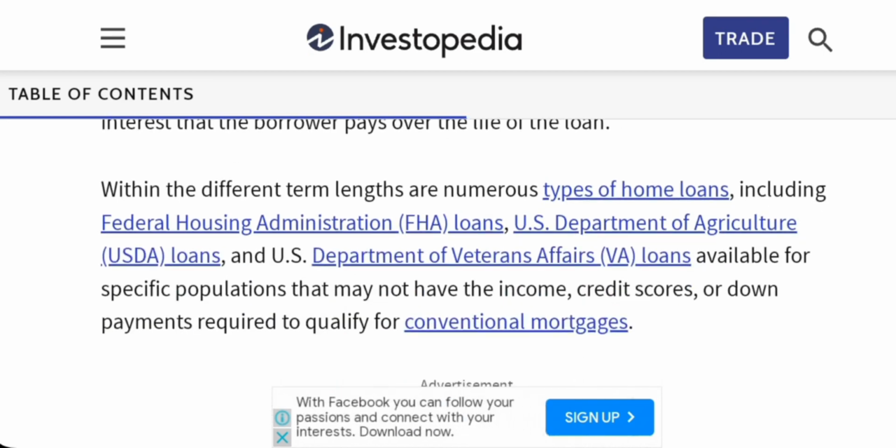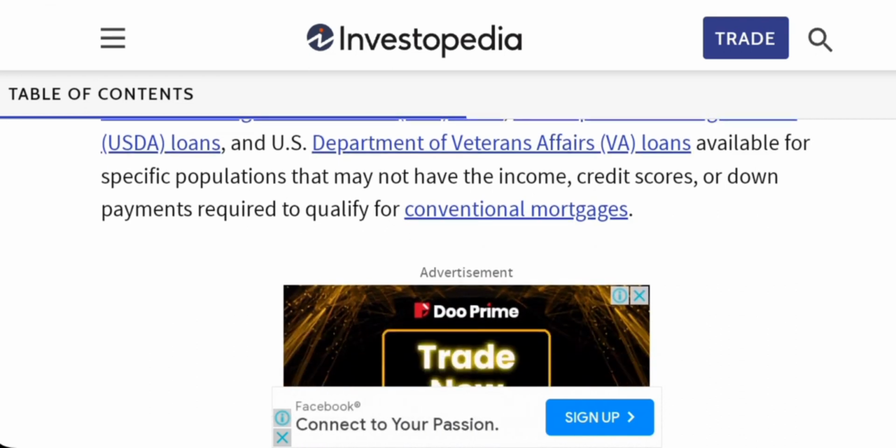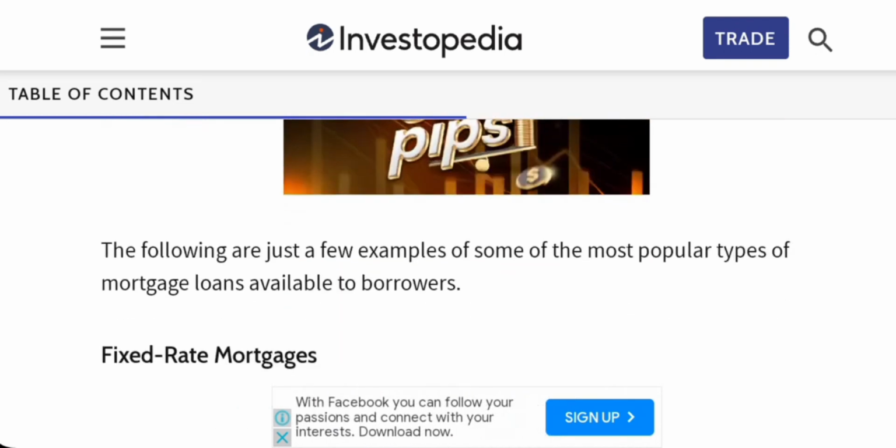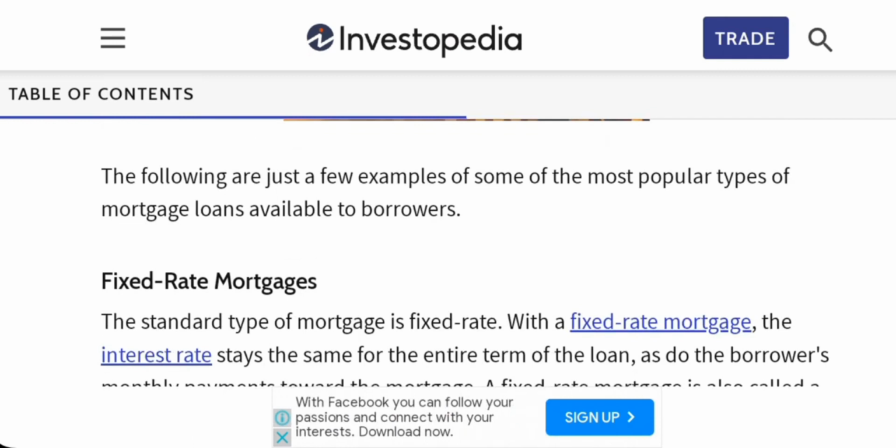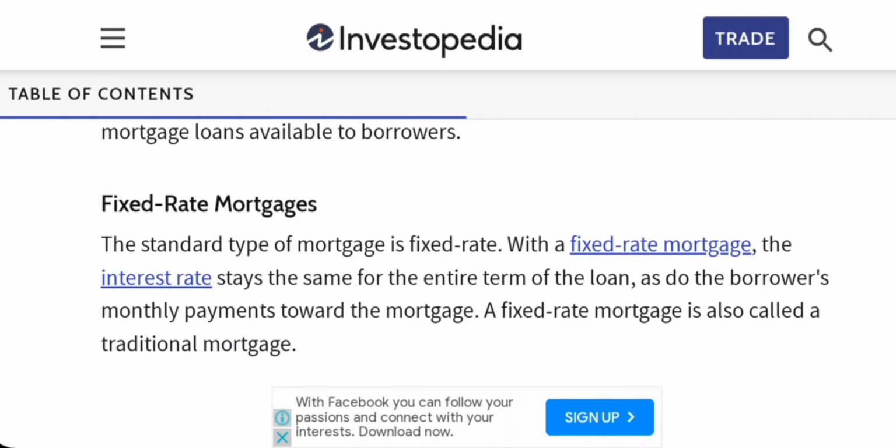Within the different term lengths are numerous types of home loans, including Federal Housing Administration (FHA) loans, U.S. Department of Agriculture (USDA) loans, and U.S. Department of Veterans Affairs (VA) loans, available for a specific population that may not have the income, credit score, or down payment required to qualify for conventional mortgages. The following are just a few examples of some of the most popular types of mortgage loans available to borrowers.